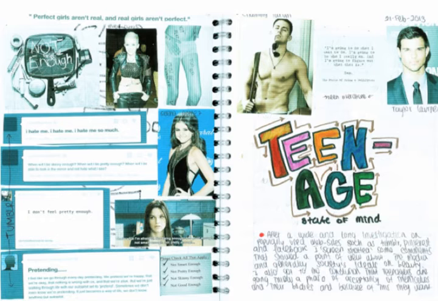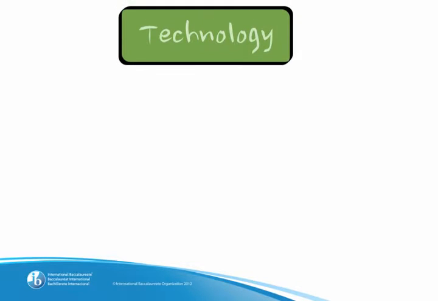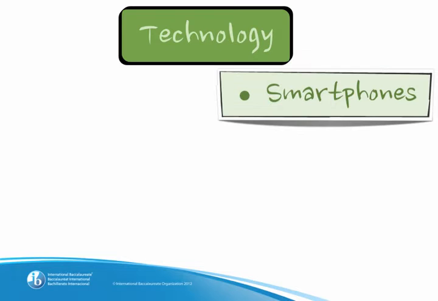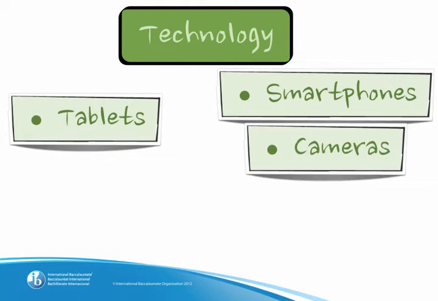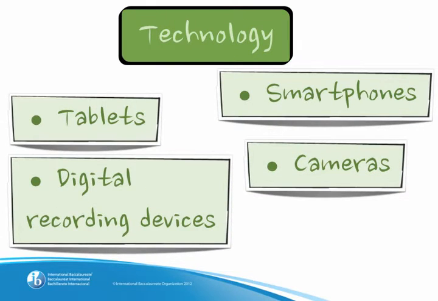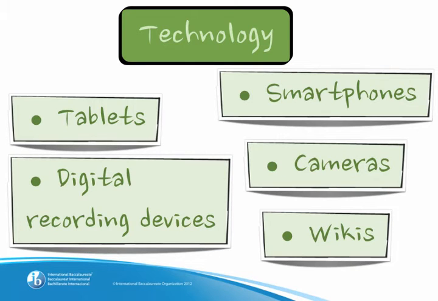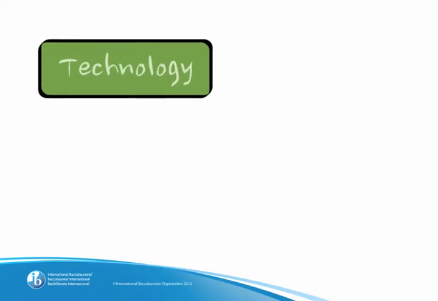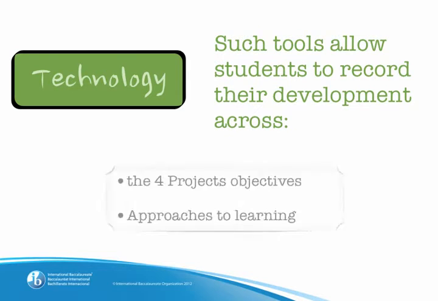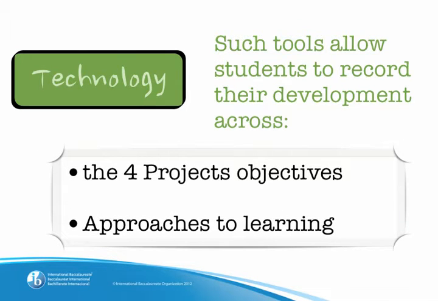the project. It can be in any format that the student chooses. Technology should be at the forefront of the process journal routine, where appropriate. The use of tools such as smartphones, tablets, cameras, digital recording devices, wikis, etc. may allow students to record their development across the 4 project objectives and approaches to learning.